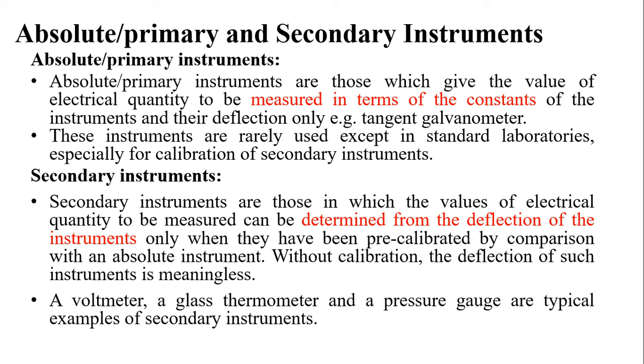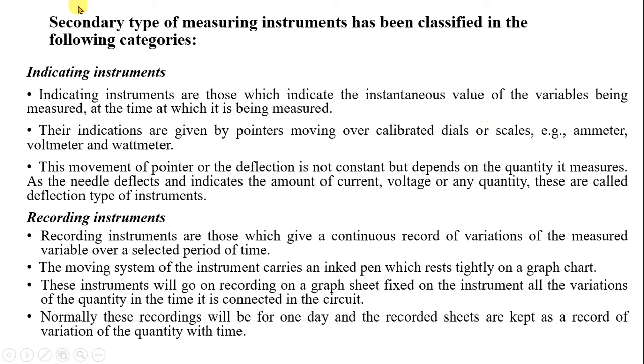Secondary instrument. So examples are voltmeter, a glass thermometer, and a pressure gauge. The next one is the secondary type of measuring instruments, which has been classified in the following categories. So secondary instruments are again classified into different categories.